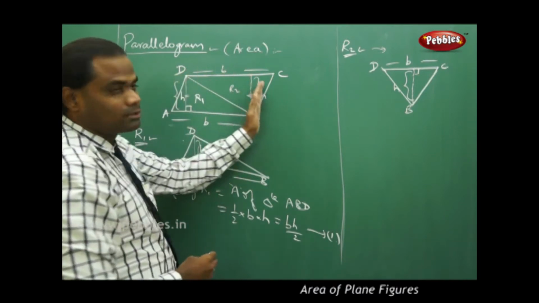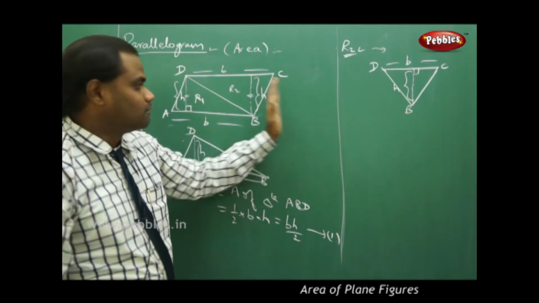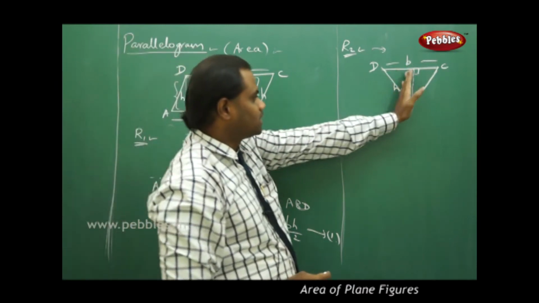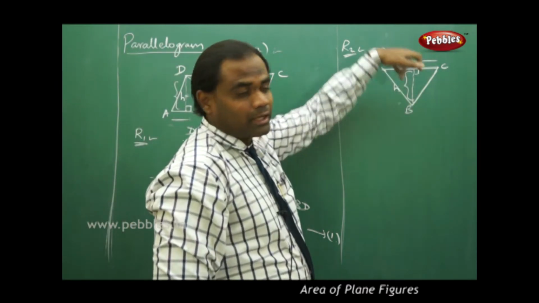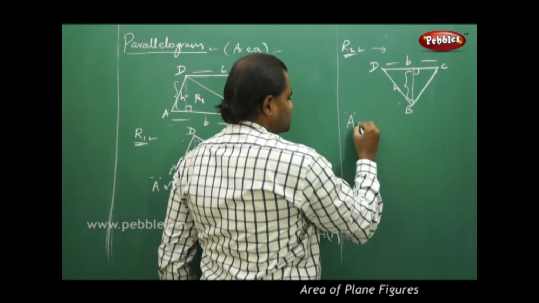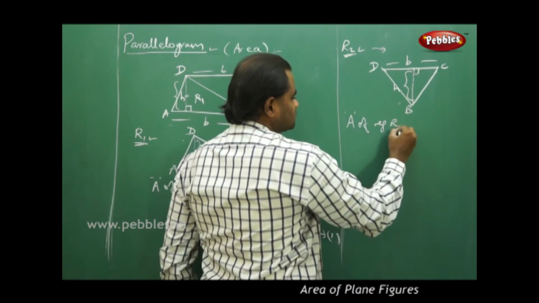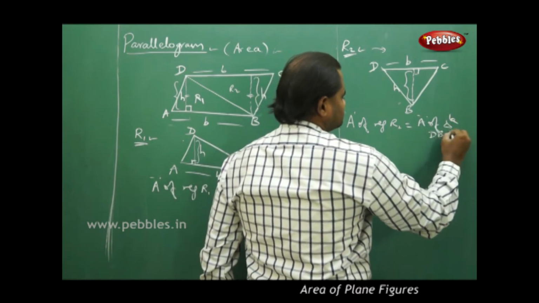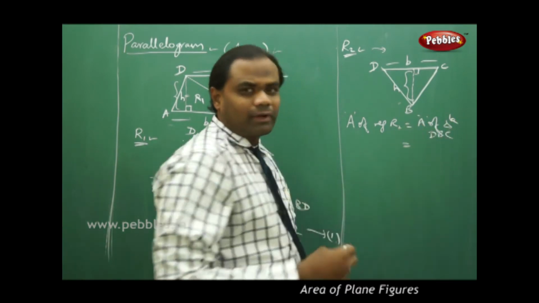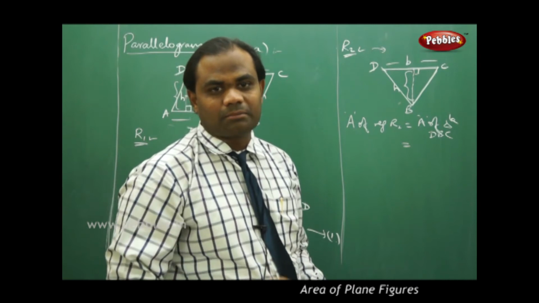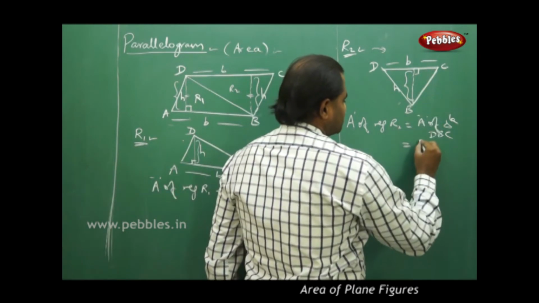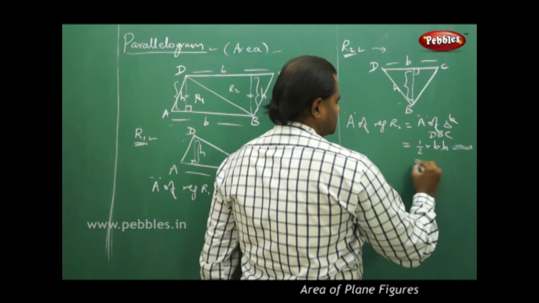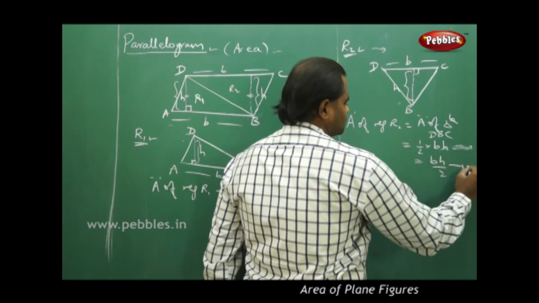So all the perpendicular sides taken along the parallel sides will always be equal. So this H equals H. So I get this as H and this as base. So area of region R2 is nothing but area of triangle DBC. Area of triangle DBC is nothing but half times base into height. So taking this triangle, this is half BH, which is in turn BH over 2.